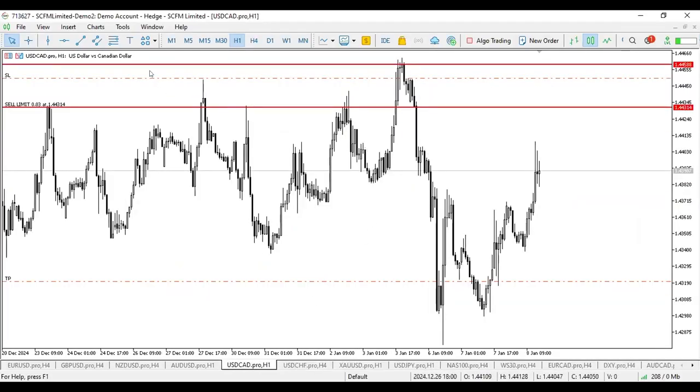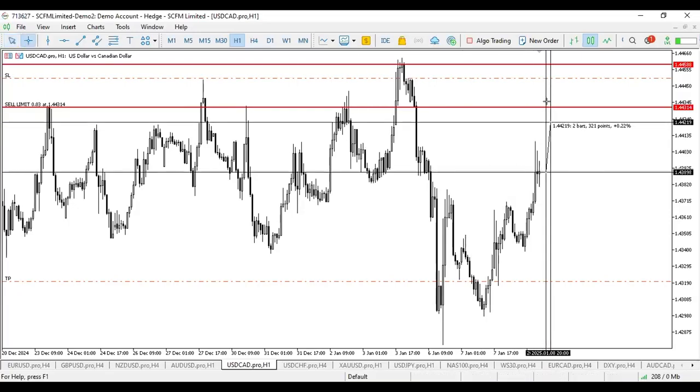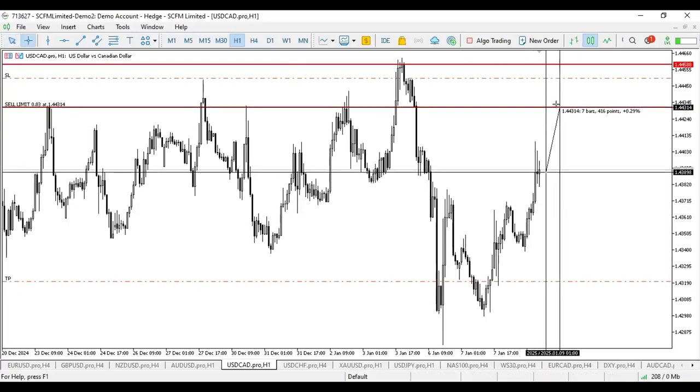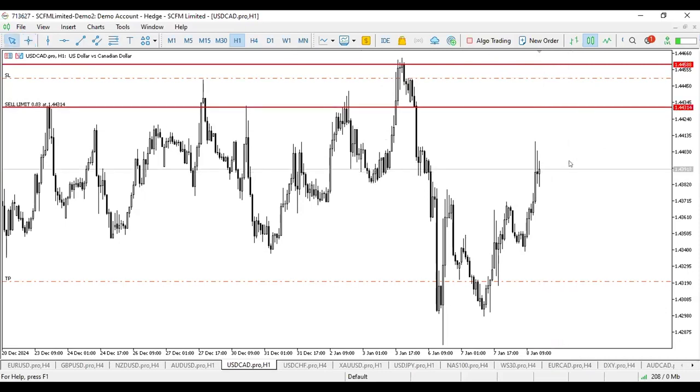So we expect that price will come to this area. We'll see price rise to this area. Then if price taps this and drops, then our order will be activated. We will see our sell limit order being activated. Then we'll see a drop in price. So you can see it is above current market price. Current market price is here, so it is above the market price.